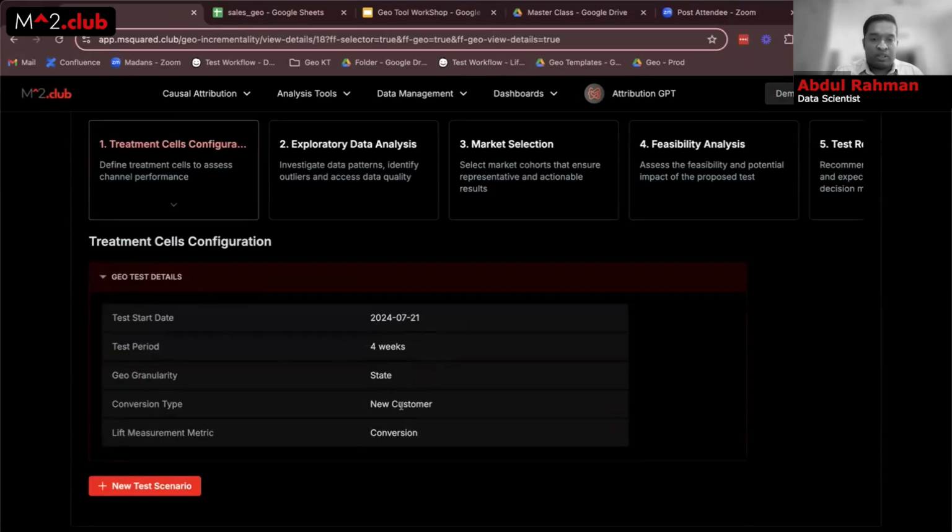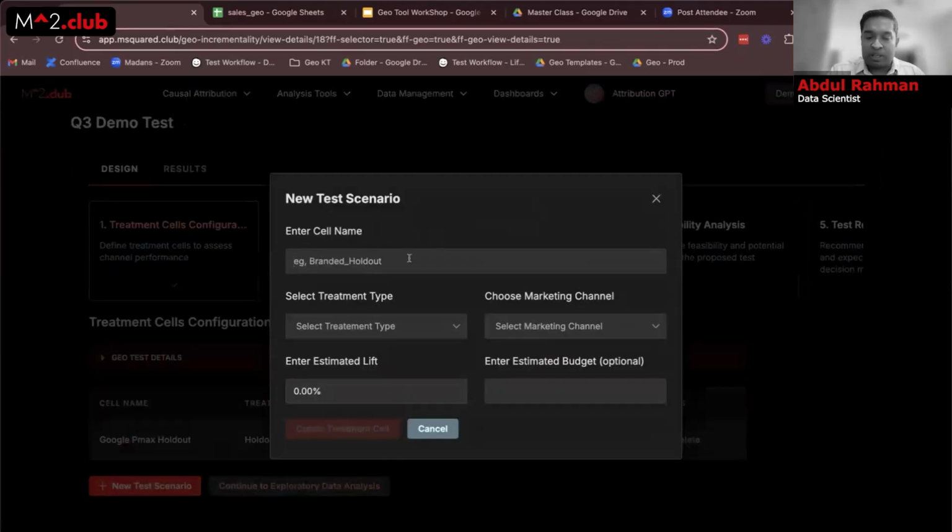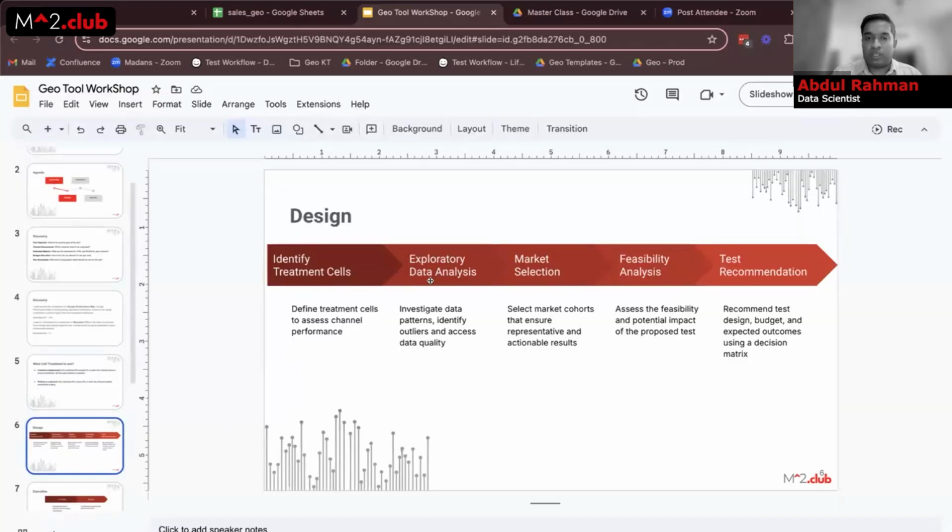So, a 4-week test, state level for new customers, and conversion as the metric. This will be a scale cell for Mountain CTV. Because the estimated lift is less than 5%, we are going with a scale cell. So next we will do an EDA.